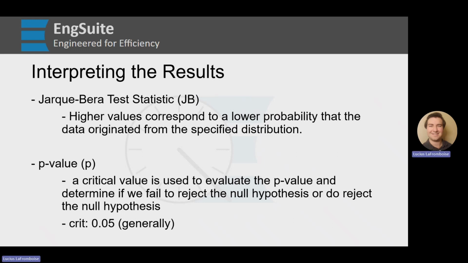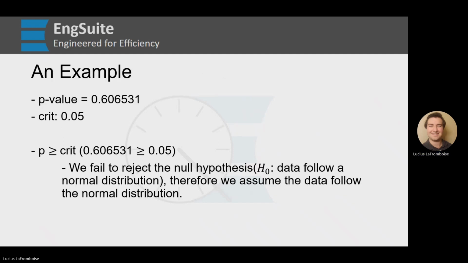Now the p-value is just like all of our other p-values. We use a critical value to evaluate the p-value and determine if we fail to reject the null hypothesis or if we do reject the null hypothesis. Again, generally that critical value will be 0.05, but make sure to check with your organization so that you're using the right critical value. So let's take a look at a couple examples.